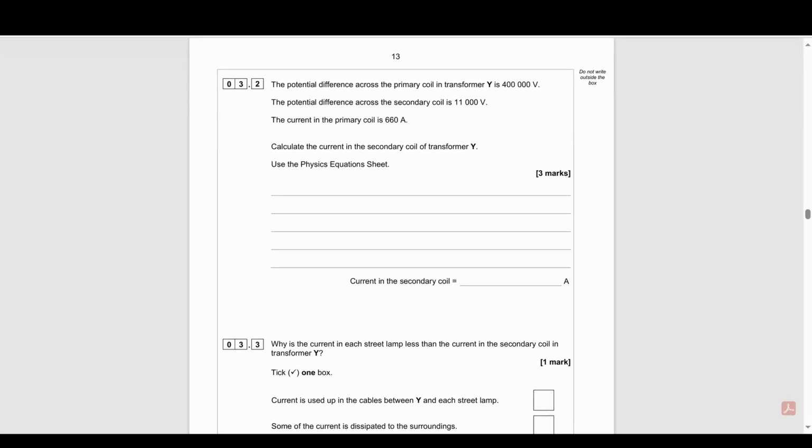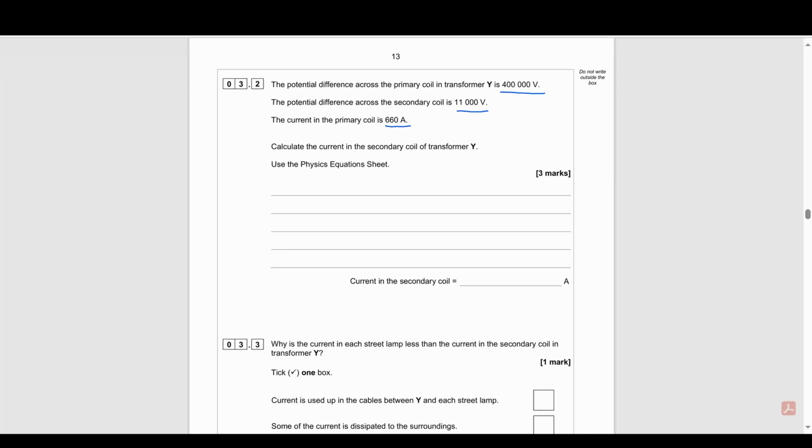3.2. The potential difference across the primary coil in transformer Y is 400,000 volts. The potential difference across the secondary coil is 11,000 volts. The current in the primary coil is 660 amps. Calculate the current in the secondary coil of transformer Y. Use the physics equation sheet.